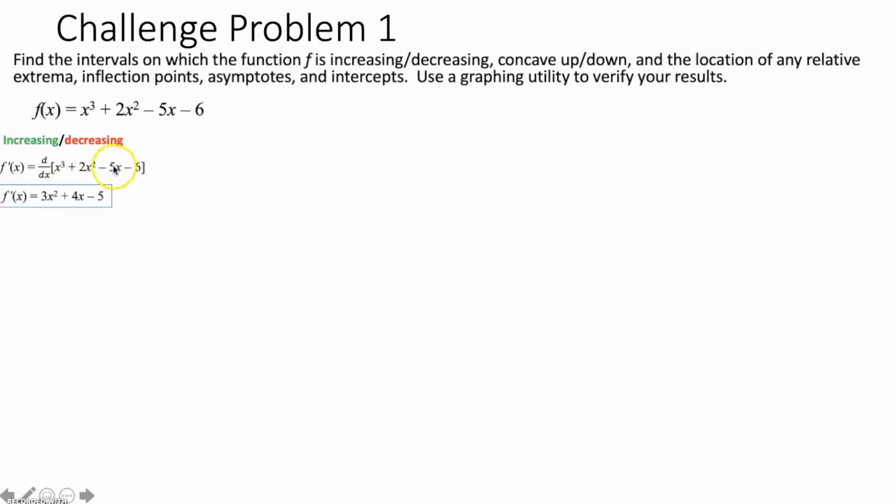Over here, this negative 5x, remember the negative 5 stays out front, just take the derivative of x, that becomes 1. So 1 times negative 5 gives you that negative 5, and derivative of negative 6, anytime you take the derivative of a constant, it just becomes 0. So we have our first derivative.